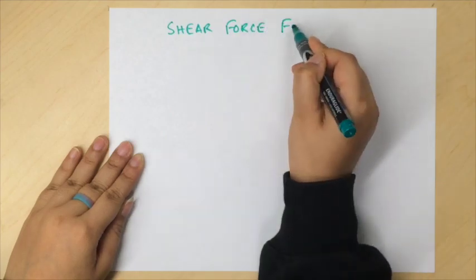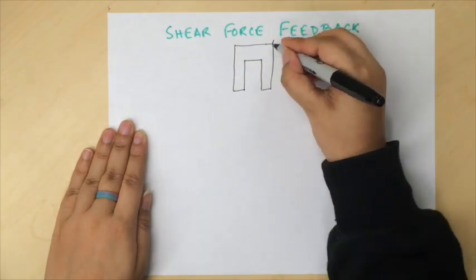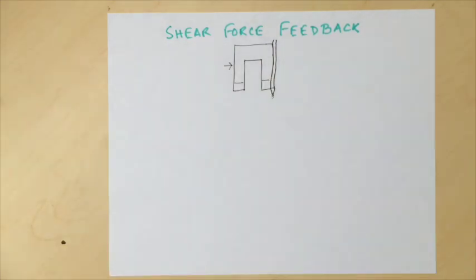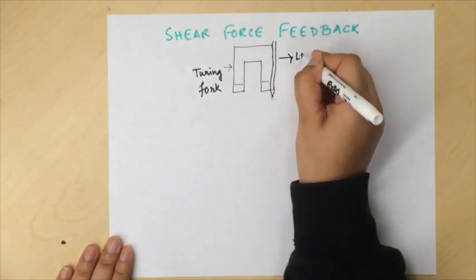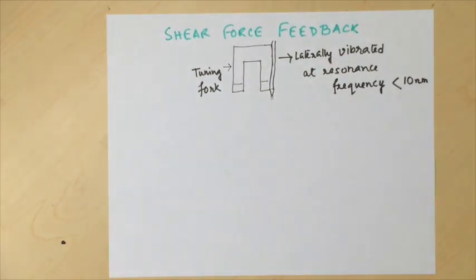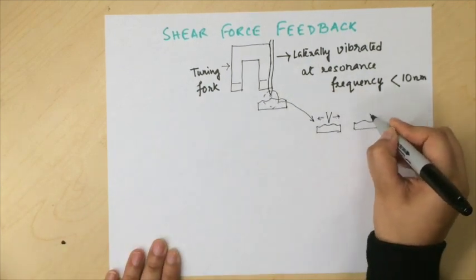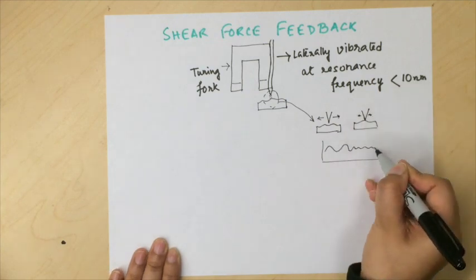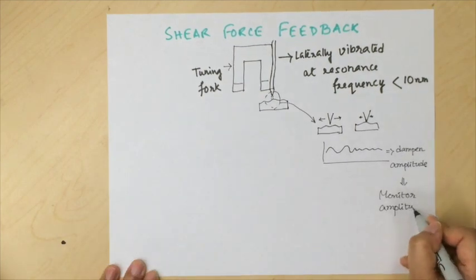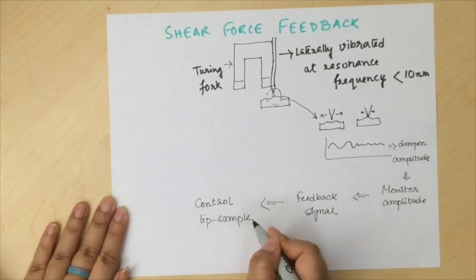In the shear force feedback mechanism, mechanical vibration is introduced to the tip by using a tuning fork. So here's the tuning fork and here's the fiber optic probe attached to it. The tip vibrates laterally at resonance frequency with amplitude less than 10 nanometer. The sample is placed just beneath the tip. Now as the tip approaches the surface, the amplitude of vibration gets dampened, as you can see from here. And now by monitoring the dampening of amplitude of vibration of the tip, a feedback signal is generated and thus the tip-sample distance is controlled.